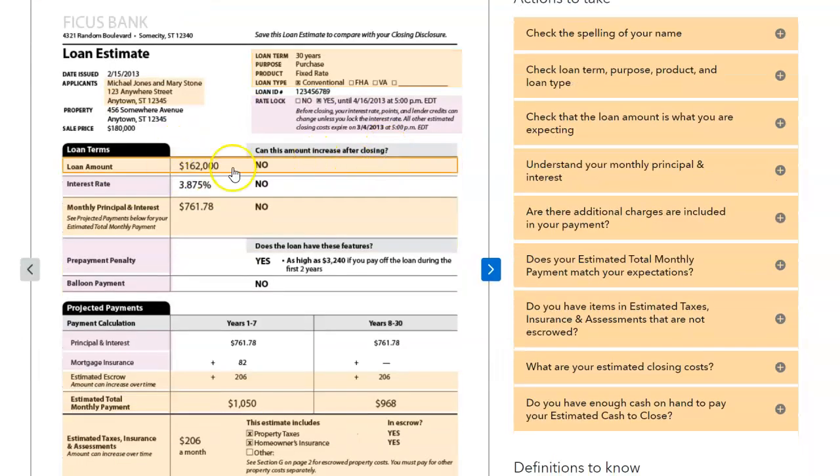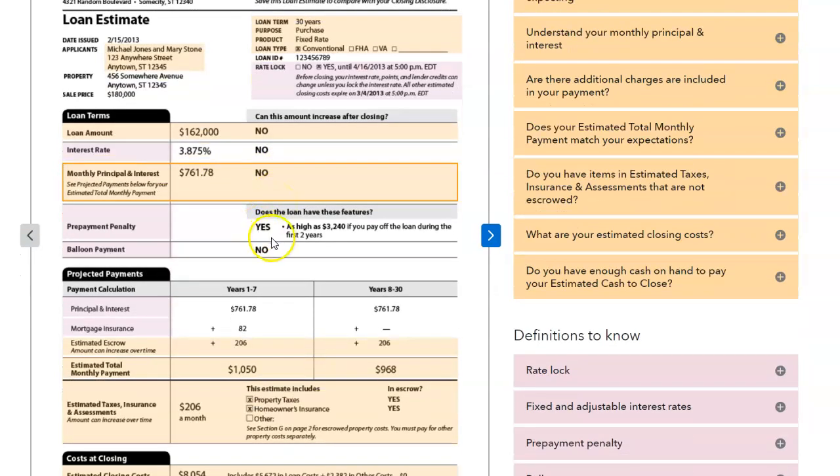So this gives you your loan amount. These people are putting 10% down: 180,000 minus 162,000 is 18,000. That's 10%. I would love it if this was actually an available interest rate currently. Apparently they have not updated this for a while. This tells you what the monthly principal and interest is. That's not your entire payment. That's just the principal and interest portion of your payment. That's the monthly cost of your loan.